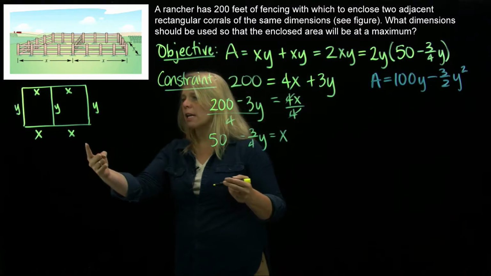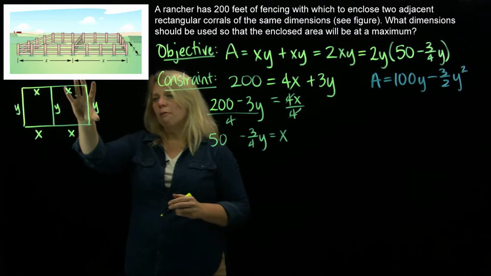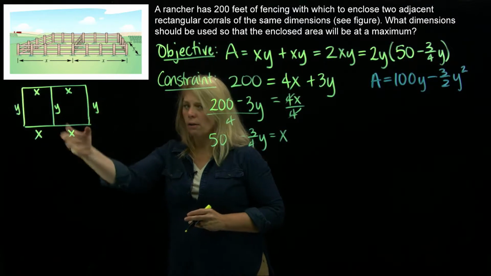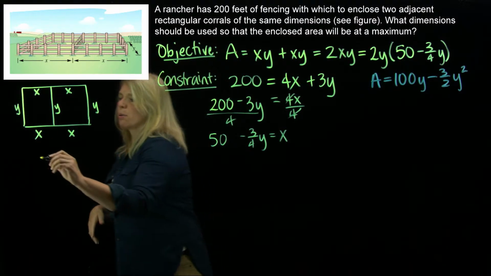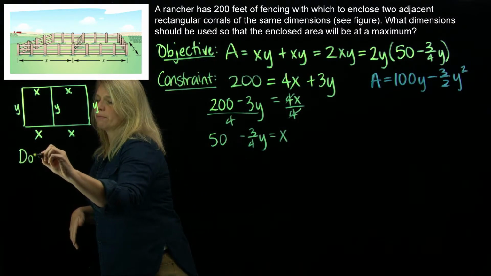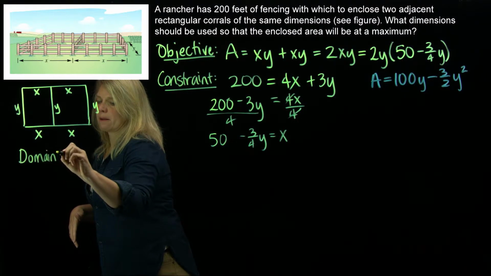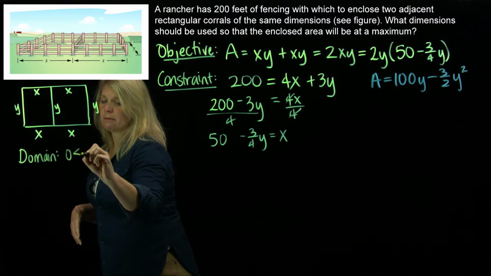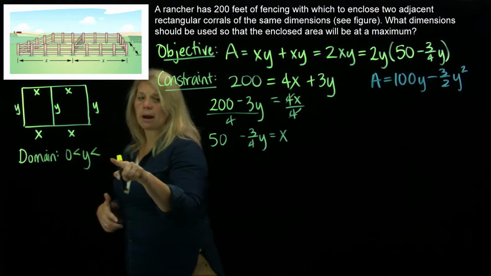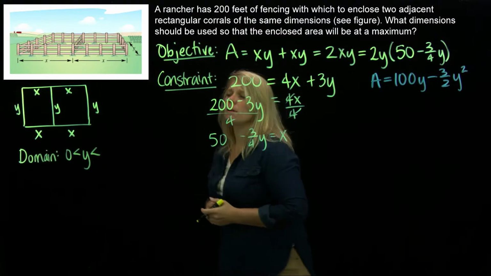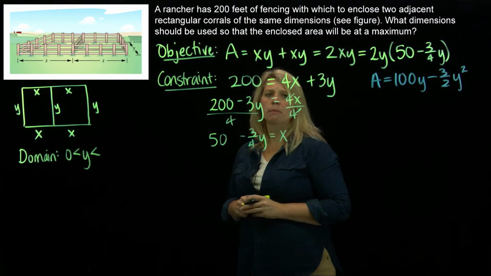Okay, so going over here, certainly if y is 0, then I don't have a fenced region. So as part of our feasible domain here, y has to be greater than 0. And then we might think about if there's some highest value that would make sense for y to possibly be.